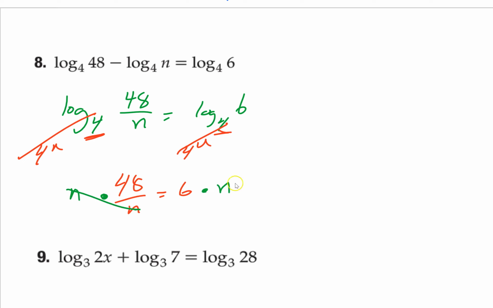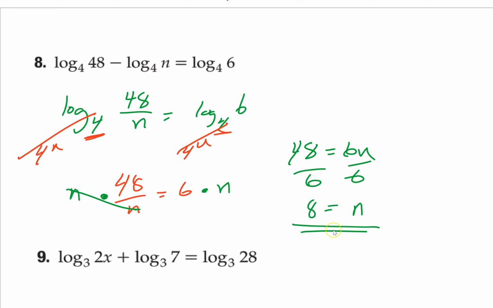As you notice, n cannot be 0 because you can't divide by 0. So I get 48 equals 6n. Divide by 6. And n equals 8. Plug it in. Works out fine.